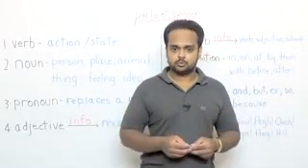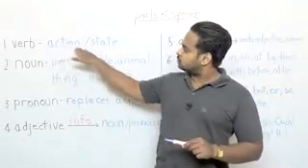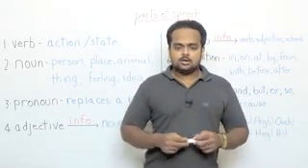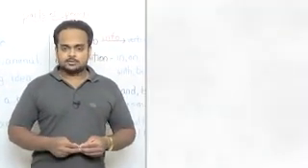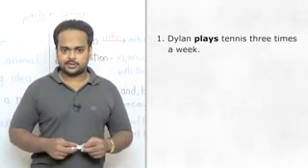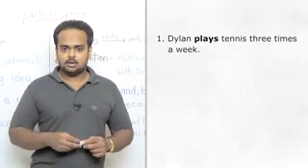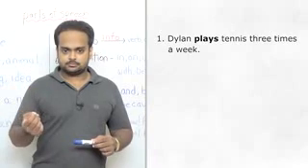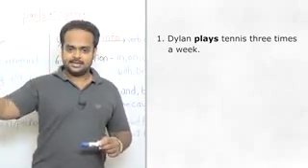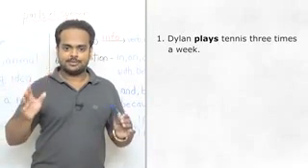But what does a verb do? Well, a verb is a word that shows an action or a state. State means a situation. Now, for example, in the sentence, Dylan plays tennis 3 times a week. In this sentence, the verb is play because that's the action. And we're saying plays because for he, she, and it, we say plays. We add the S to the verb in the present tense.